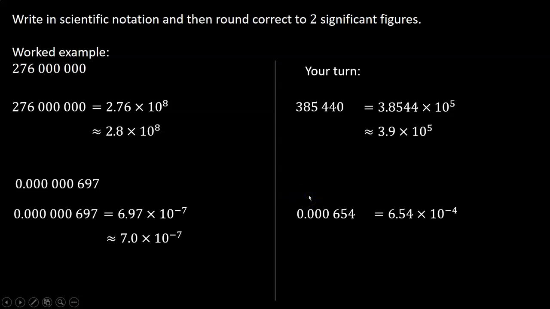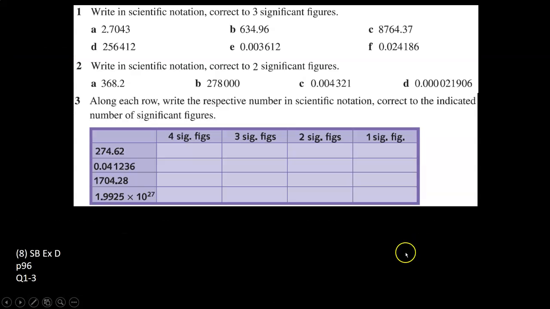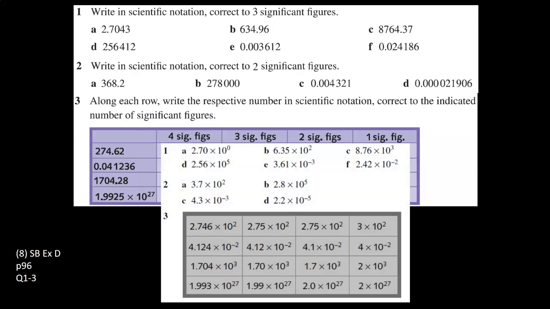So I have 6.54 times 10 to the power of negative 4. This is in my tenths, hundredths, thousandths, 10 thousandths column. And so rounding, the 4 rounds the 5 down, so we get 6.5 times 10 to the power of negative 4. Pause the video now while you have a go at these 3 questions. And these are your answers.